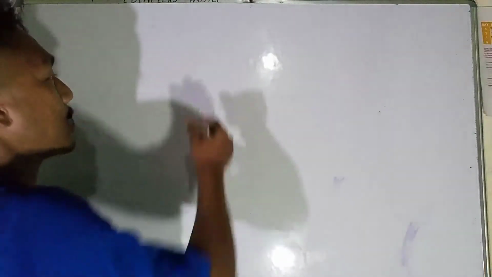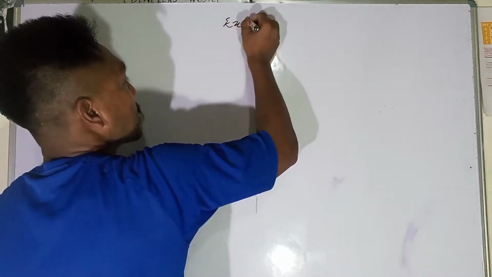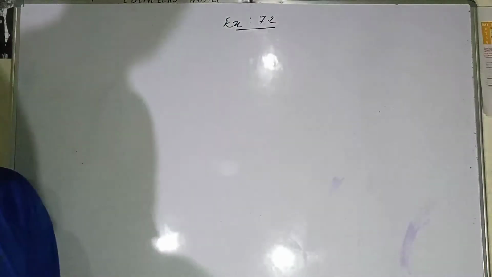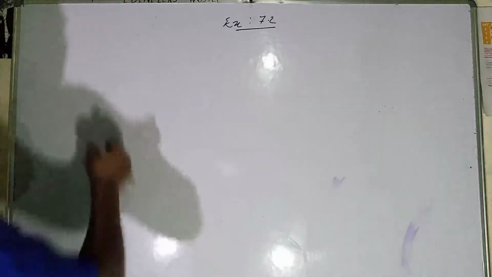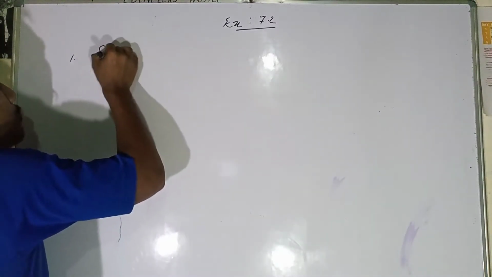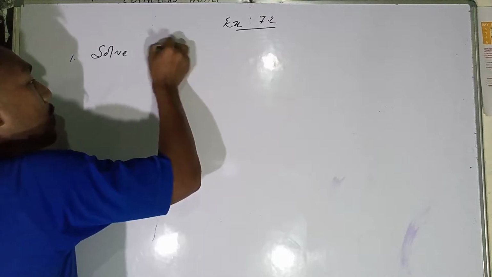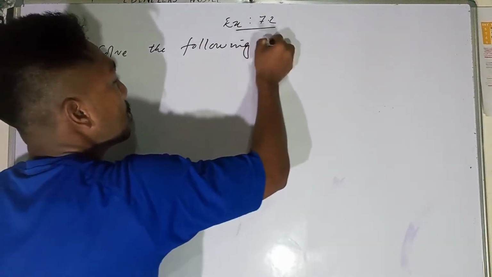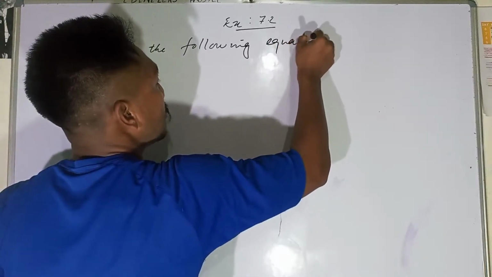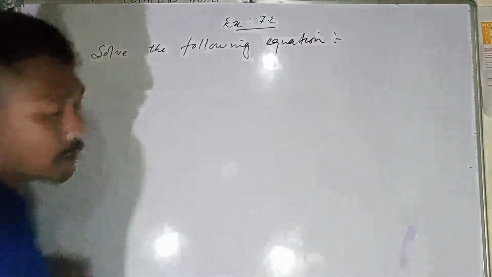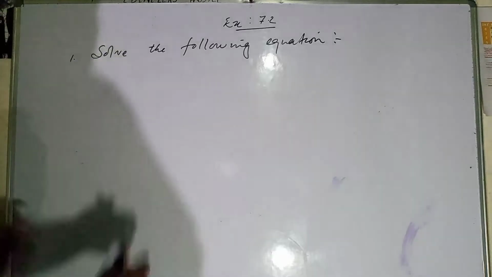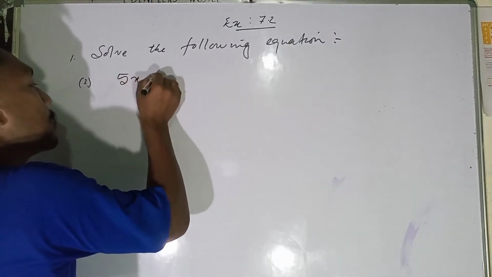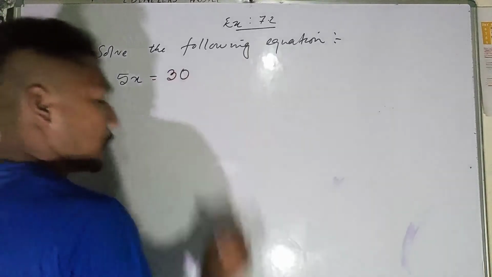Let's go with exercise 7.2. In exercise 7.2, it is stated: solve the following equations. Number 1, you have to find the value of x. 5x is equal to 30.